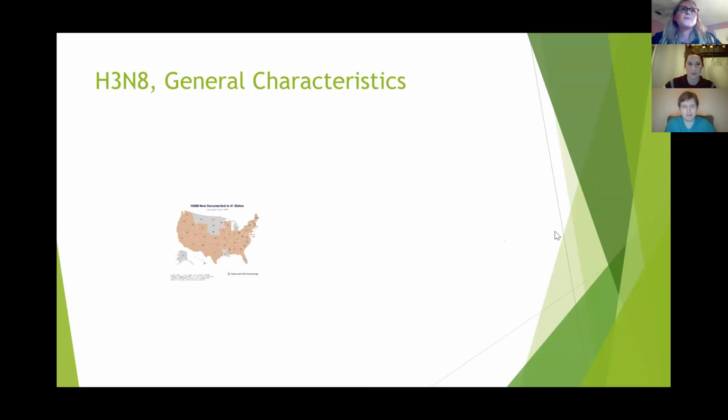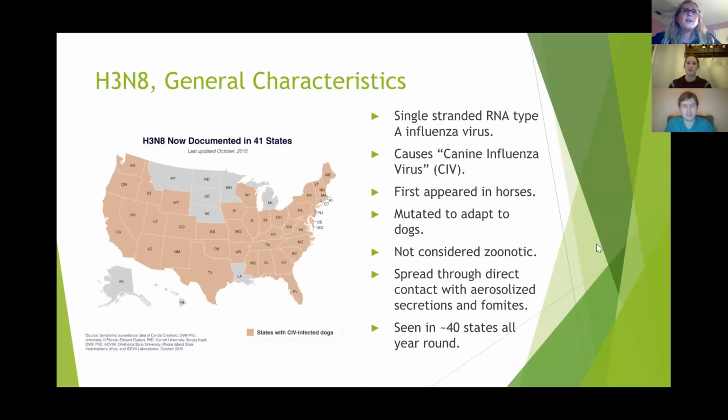Okay, excellent. So I will be talking about H3N8, kind of start off with general characteristics. It's a single-stranded RNA type A influenza virus, enveloped with spherical or pleomorphic morphology. It causes canine influenza virus, or CIV.